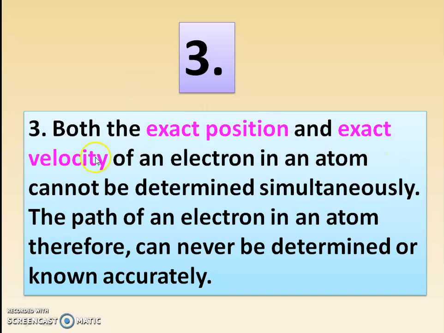Both the exact position and exact velocity of an electron in an atom cannot be determined simultaneously. Already we have seen this concept in the de Broglie hypothesis. The path of an electron in an atom therefore can never be determined or known accurately because its exact position and exact velocity cannot be determined. Therefore, we cannot determine the path an electron follows.